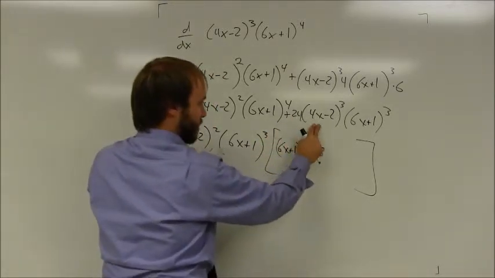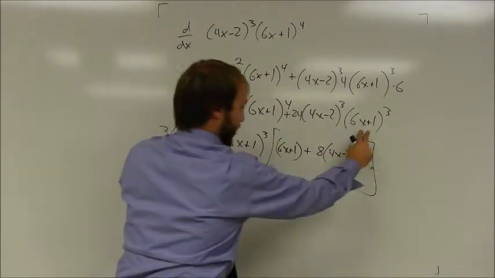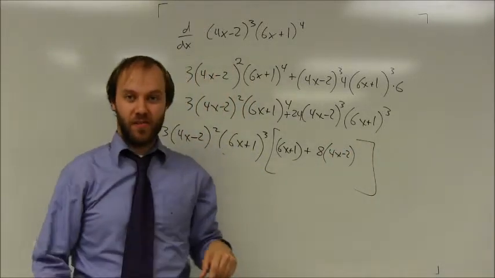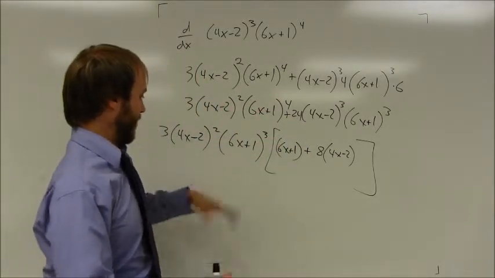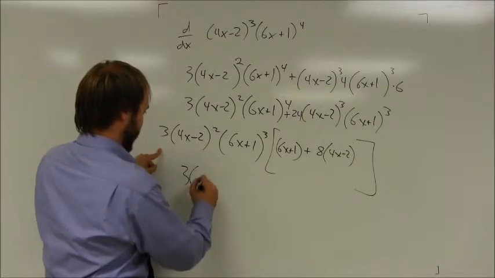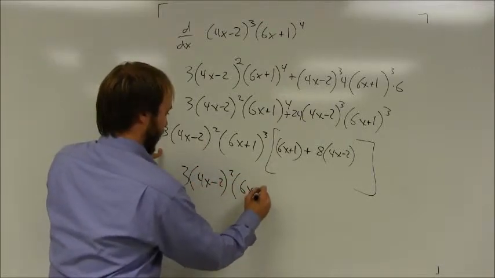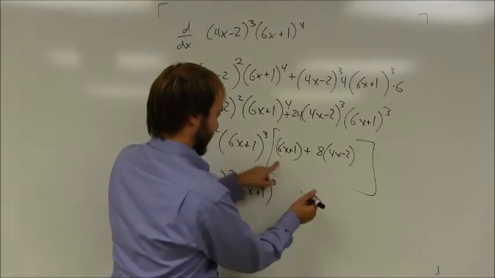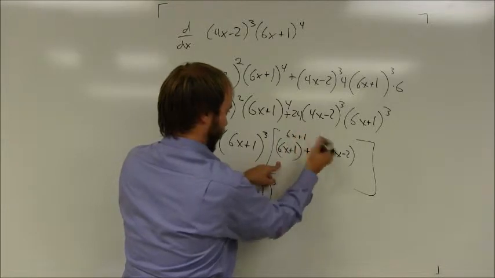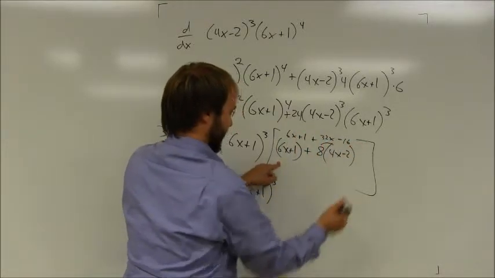So I have a 4x minus 2 remaining, and then notice I took out 3 (6x plus 1) quantities, binomials, and so it leaves me with this. Again, you can do a little simplifying. I've got 3 times the quantity 4x minus 2 quantity squared times the quantity 6x plus 1 quantity cubed. Inside parentheses here, that's going to be 6x plus 1 plus 32x minus 16.